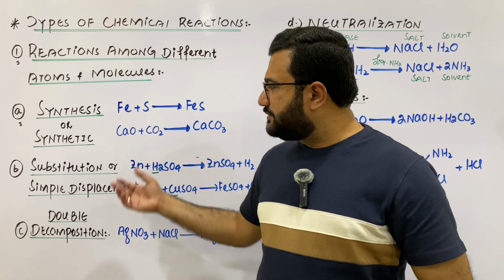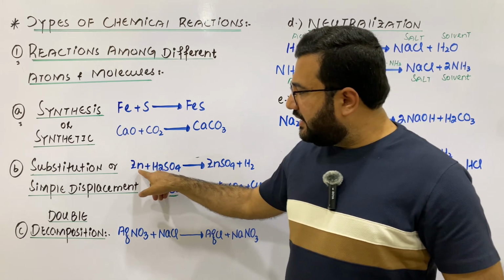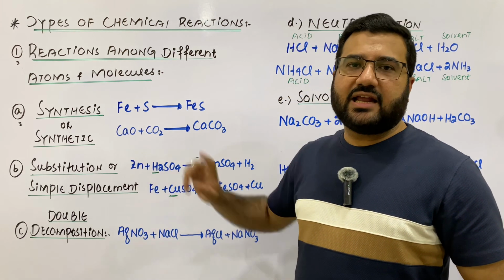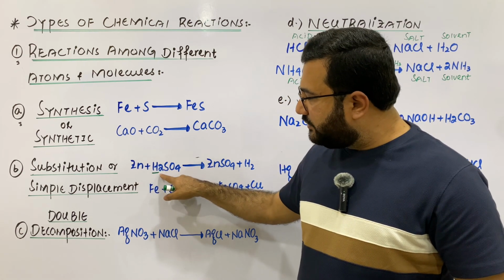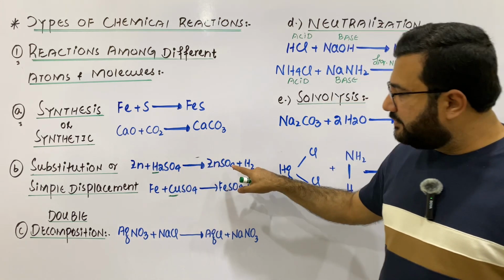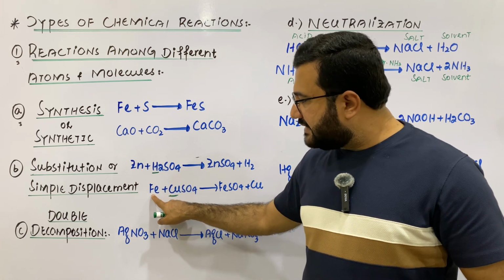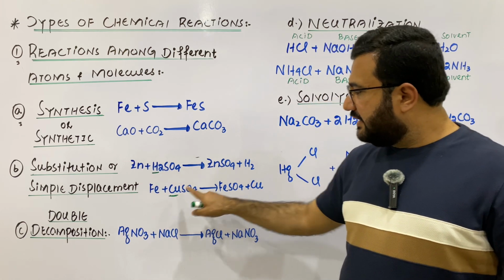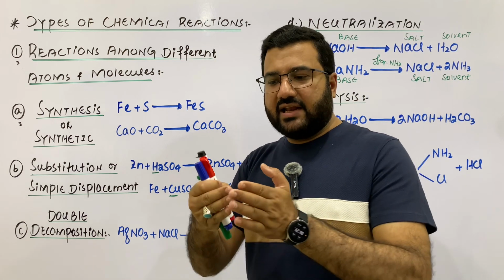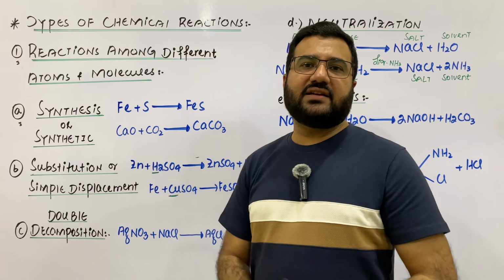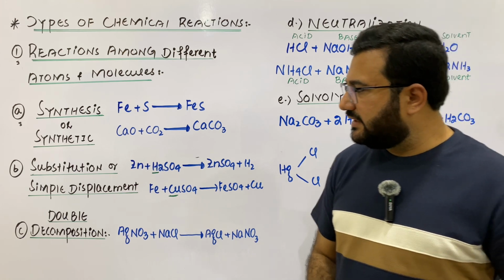The second type is the substitution or simple displacement reactions. These are the reactions in which one element replaces the other element from a molecule. Just like in this first example, zinc will replace hydrogen from sulfuric acid and it will form zinc sulfate, and H2 is removed. And in this second example, iron replaces the copper present in copper sulfate and it forms iron sulfate and the copper is removed. So all those reactions in which an element replaces an already present element from a molecule are called substitution or simple displacement reactions.